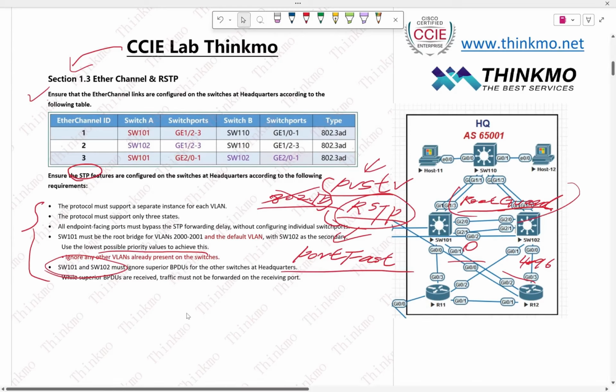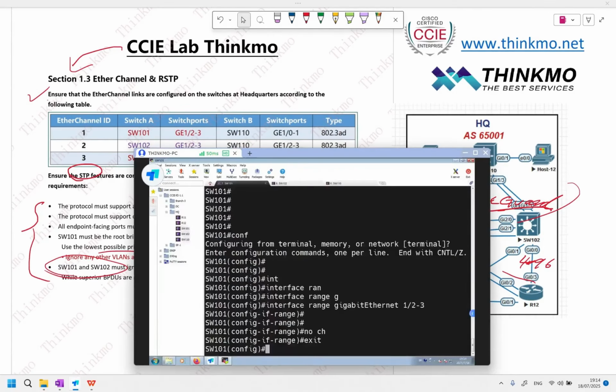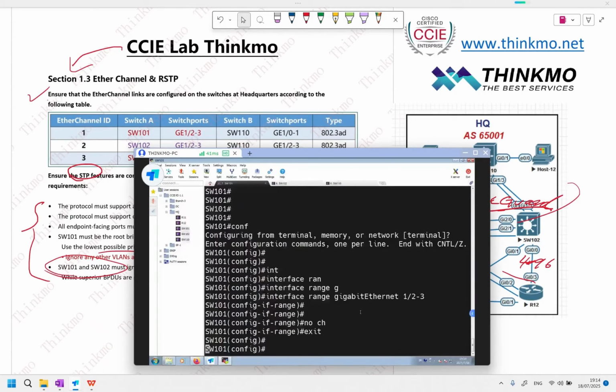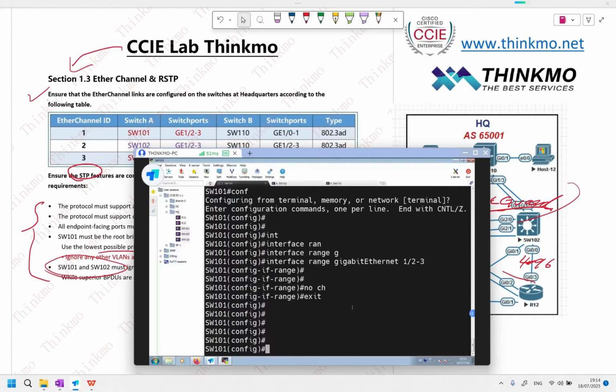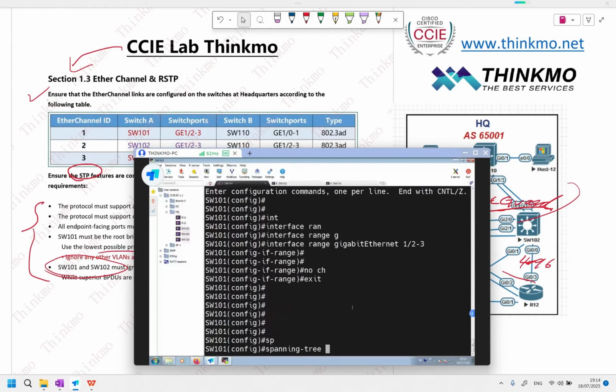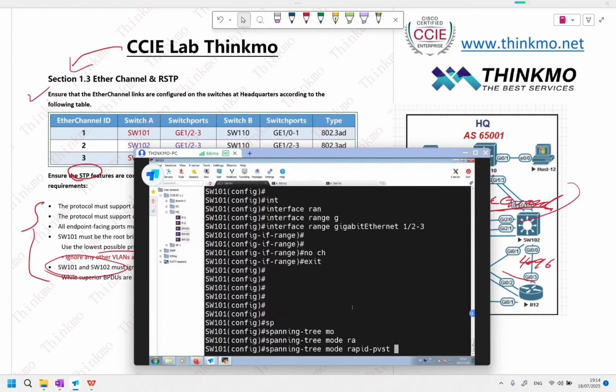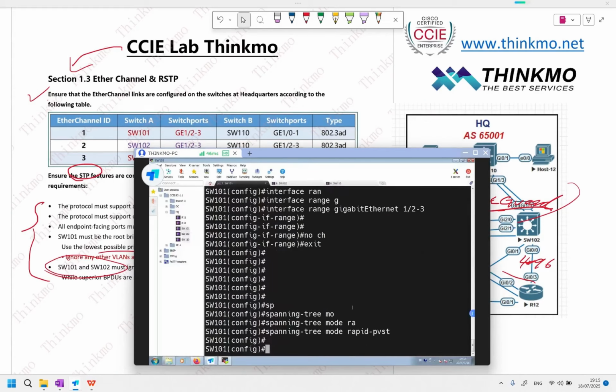Let me show you how to do it. This is also very simple. Earlier, we've already finished configuring Ethernet, so there's no need to do that again. Now we just need to configure spanning tree. For the spanning tree mode, just configure rapid spanning tree protocol.